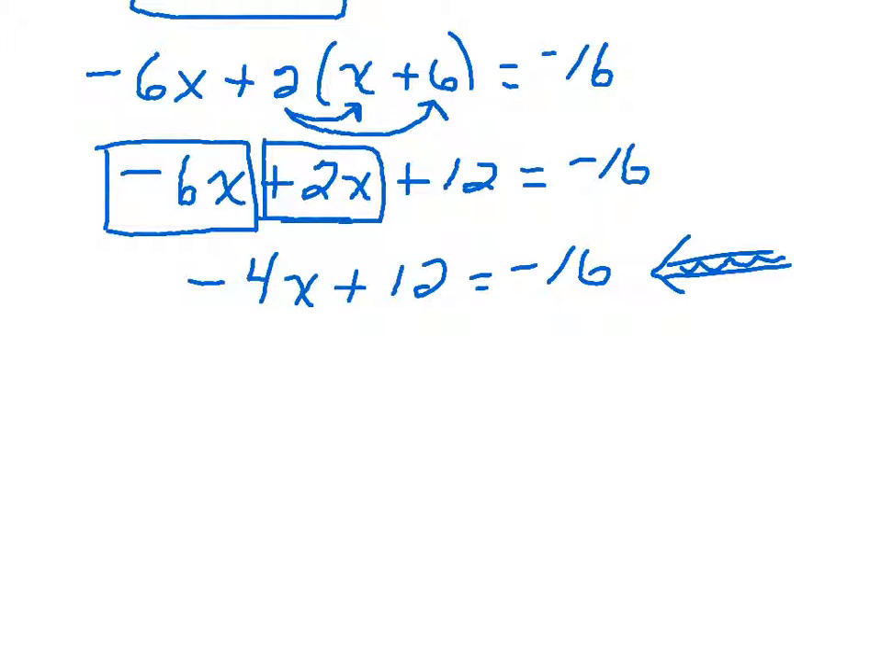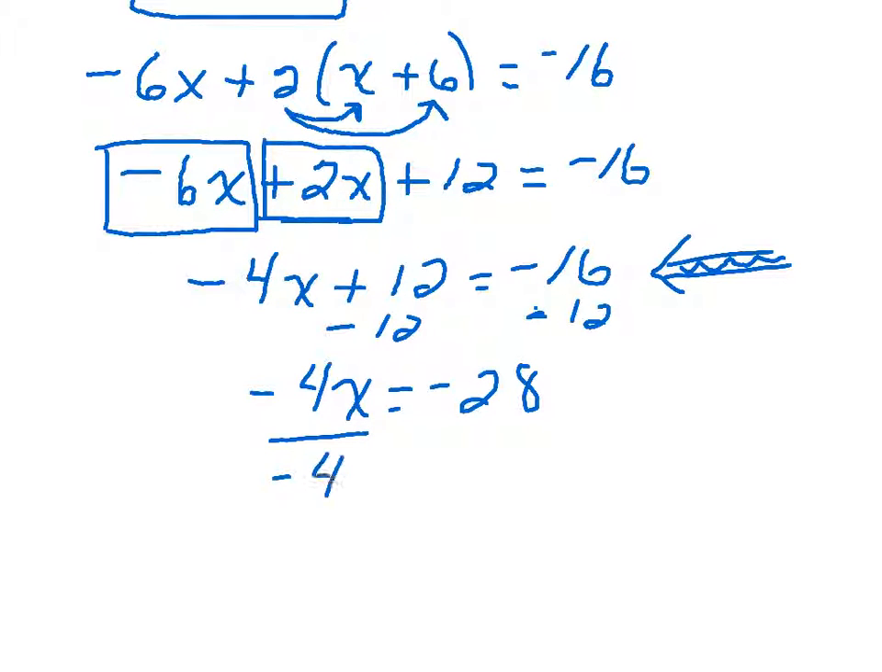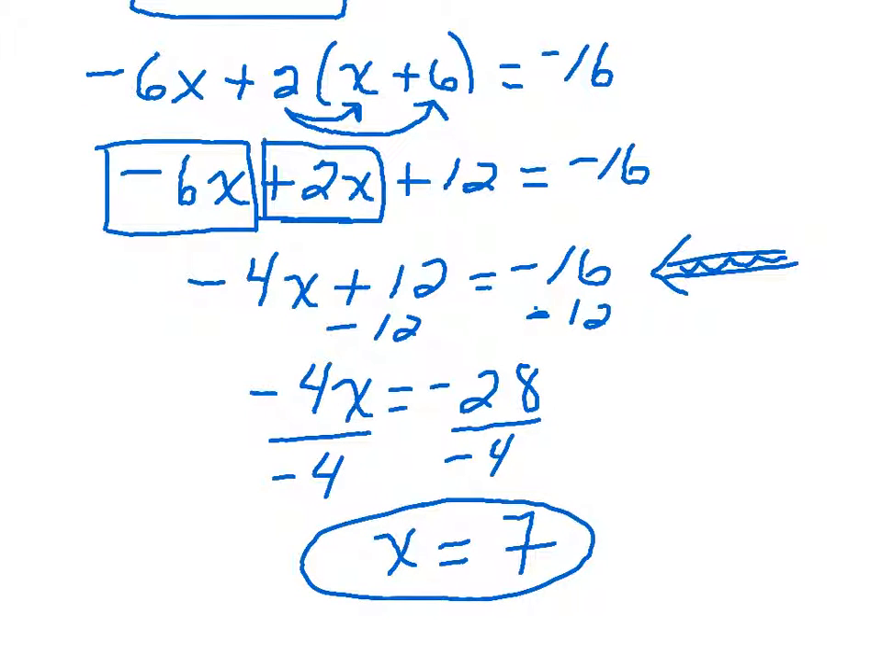We're going to get rid of the 12 by subtracting it because that's the opposite of addition. Copy it over. Negative 16 minus 12 is going to give us a negative 28. We need to get rid of the negative 4. We divide because it is multiplying. And then we have a negative divided by a negative, so our answer is going to be positive. And 28 divided by 4 is 7.